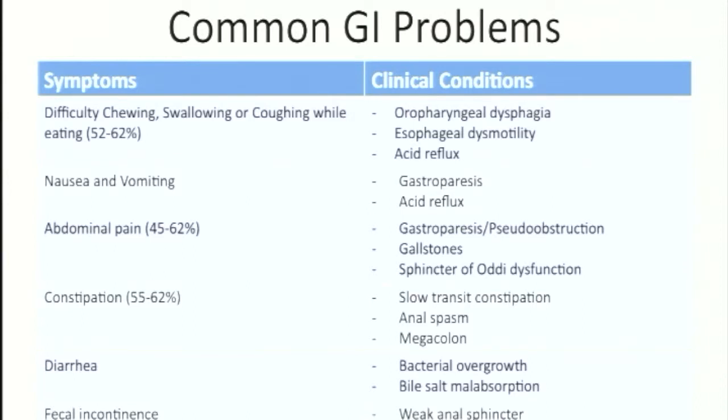Abdominal pain can be from gastroparesis, pseudoobstruction, gallstones, sphincter of Oddi dysfunction, which is spasming of the bile duct sphincter. I'll go into this in much more detail a little bit later. Constipation, diarrhea, which you can see because of bacterial overgrowth or bile salt malabsorption, and fecal incontinence.